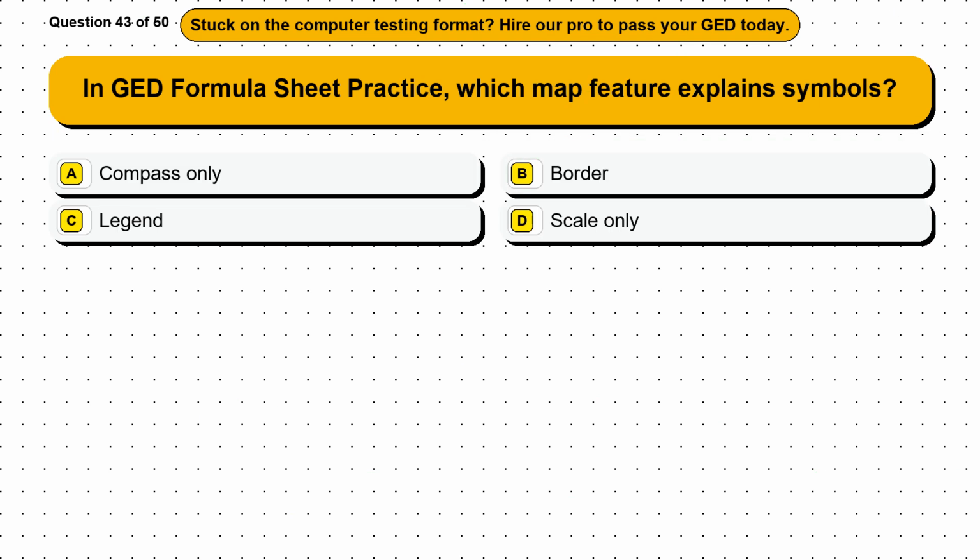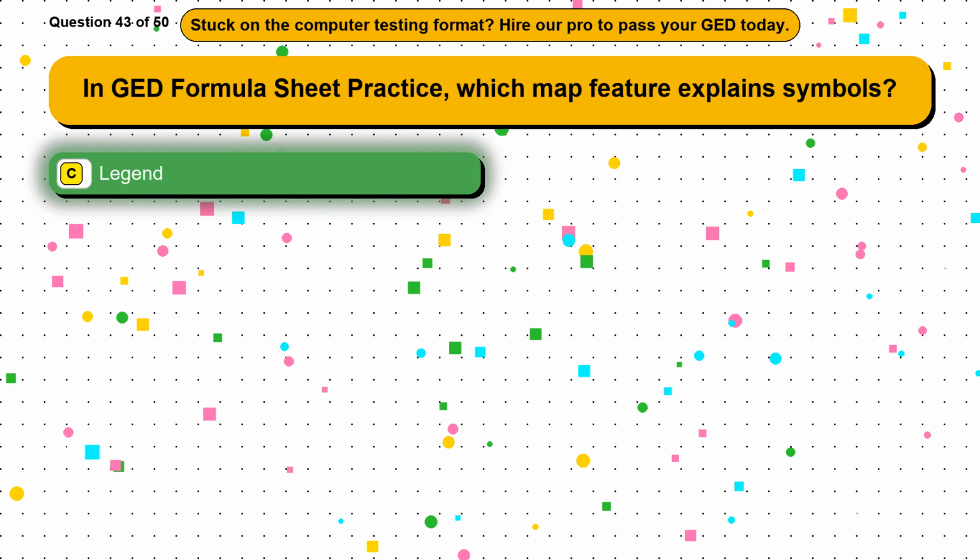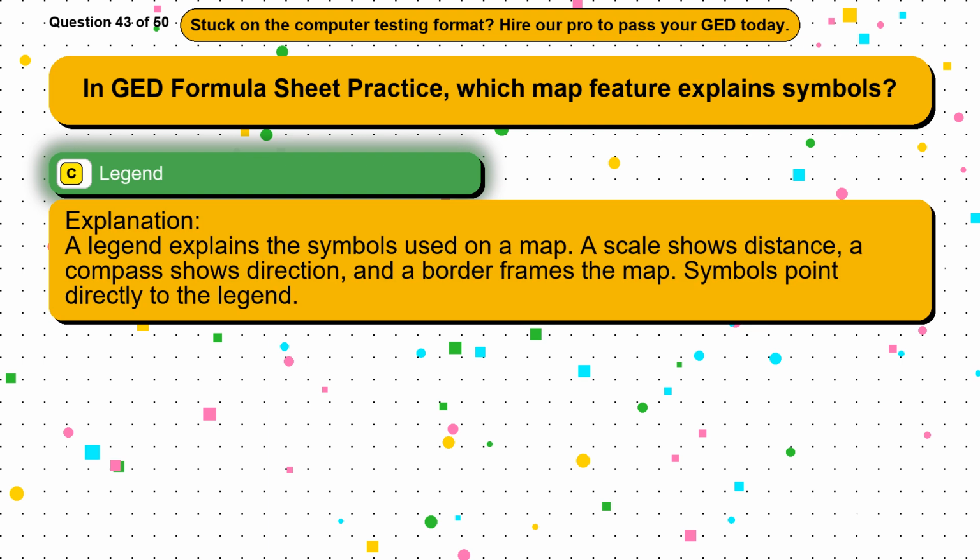Question 43. In GED formula sheet practice, which map feature explains symbols? Option A, compass only. Option B, border. Option C, legend. Option D, scale only. The correct answer is option C. Legend. A legend explains the symbols used on a map. A scale shows distance, a compass shows direction, and a border frames the map. Symbols point directly to the legend.